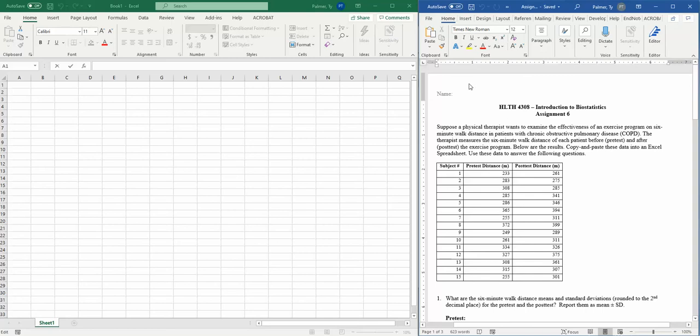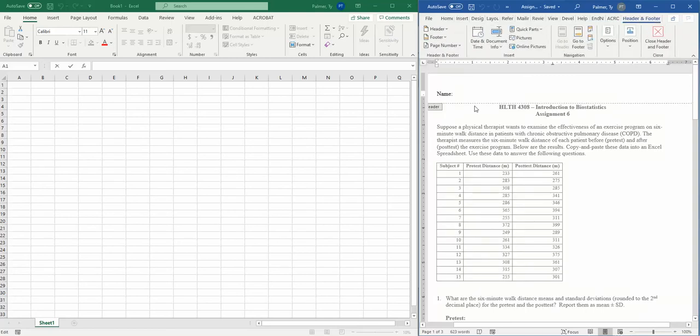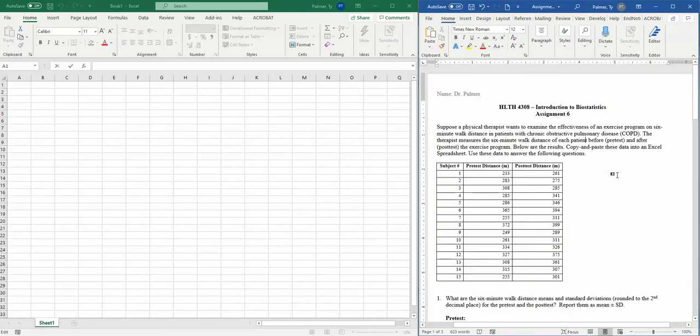Okay, before we start our assignment 6, make sure, first thing, type in your name at the top left corner of the page. Don't forget that.